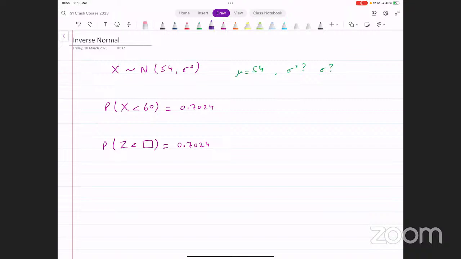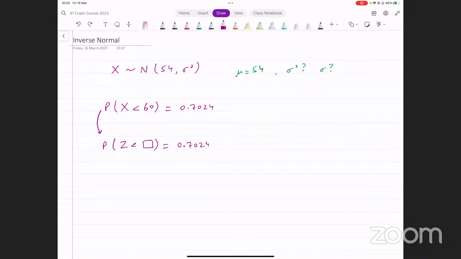And now you need to find this value of Z. You need to figure out what this value of Z is. Once you figure that out, after that, you could just use that formula, Z equals X minus mu over sigma, to find whatever unknown you have to figure out. But that's to come later. Let's focus on this for now. So the first thing we do is we write the probability in terms of Z, and we need to figure out this value of Z.